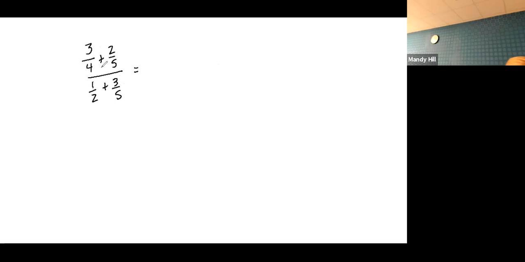Use that alpha y equals button and get your fraction to come up. Type in 3/4 plus 2/5, and you would get an answer of 23 over 20. And then on the bottom, we would add 1/2 plus 3/5, and that's giving me 11 over 10.